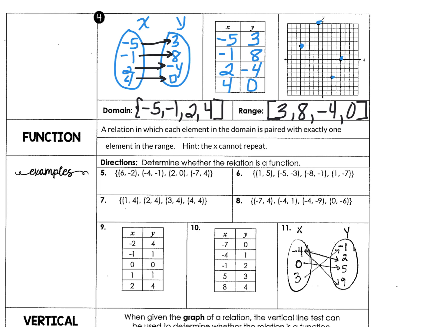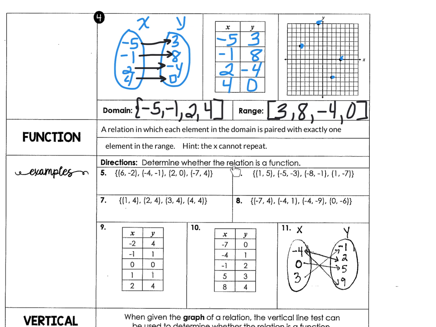Next, we're going to look at the definition of a function. A function is a relation, which is a group of ordered pairs, in which each element in the domain is paired with exactly one element in the range. My hint is that the x term cannot repeat. So the x cannot repeat. So we're going to look at some of these examples.